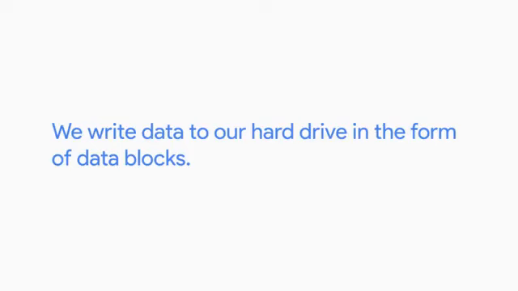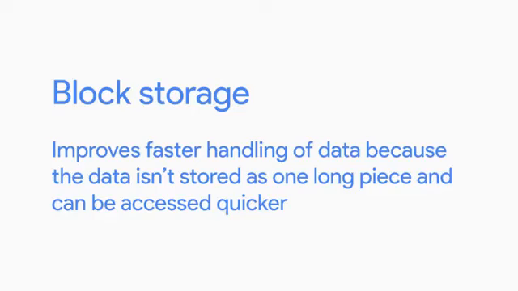Another important part of file management is the storage of actual file data. We write data to our hard drive in the form of data blocks. When we save something to our hard disks, it doesn't always sit in one piece. It can be broken down into many pieces and written to different parts of the disk. Block storage improves faster handling of data because the data isn't stored on one long piece, and it can be accessed quicker. It's also better for utilizing storage space.